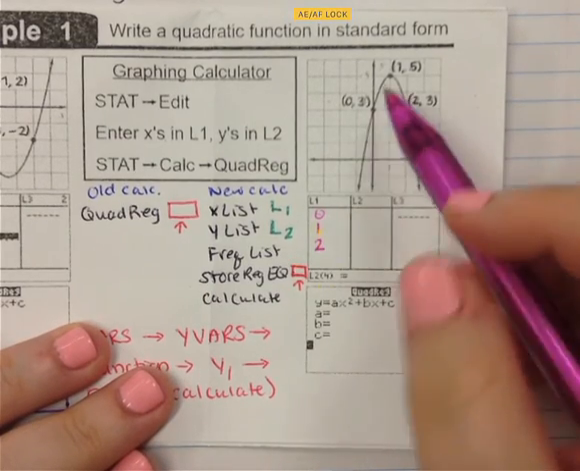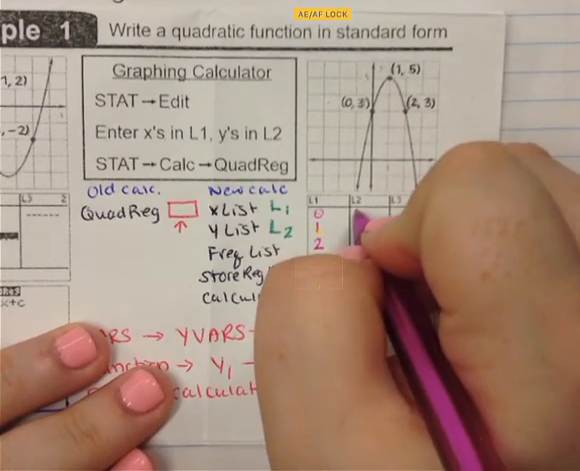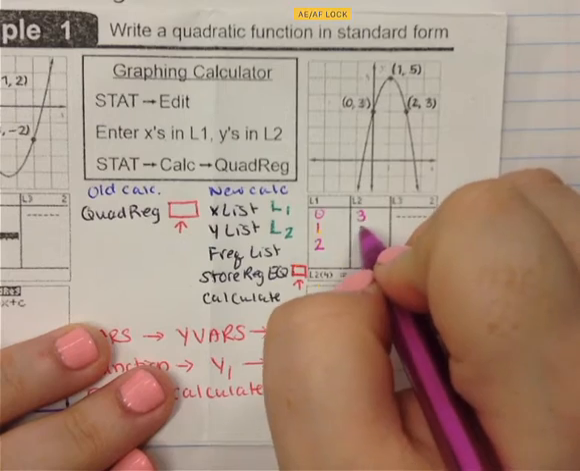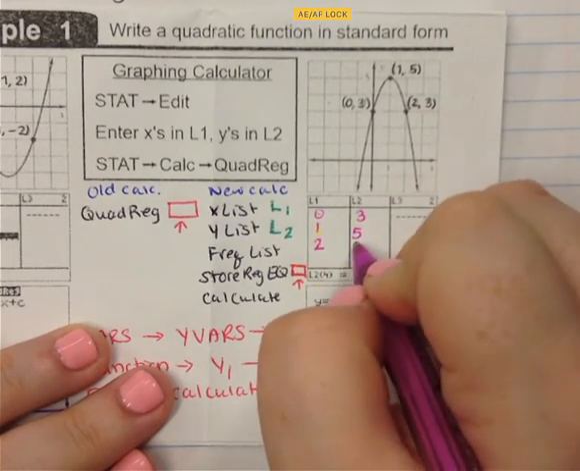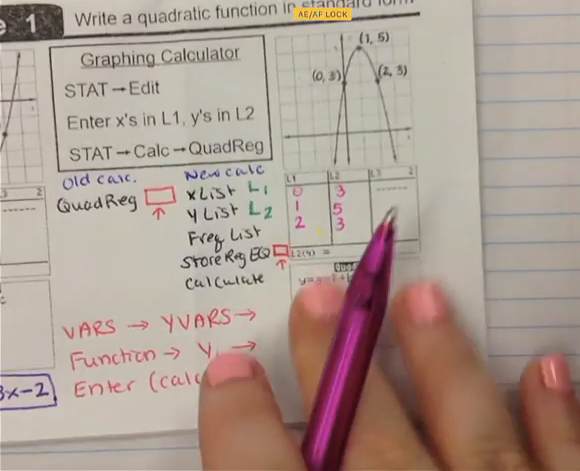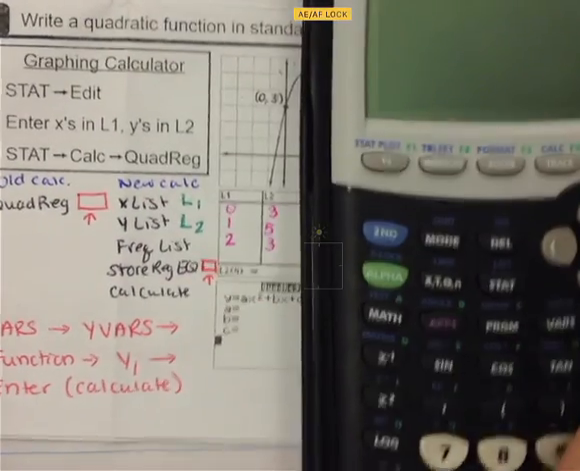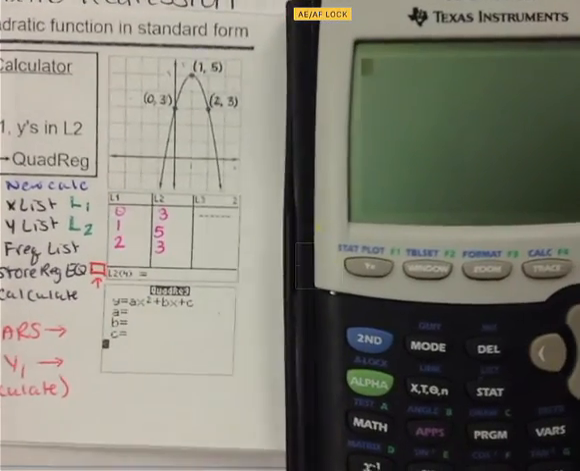Then for the y values, the 0x goes with the y value of 3, so I put 3. The 1x goes with the y value of 5, so I put 5. And the 2x goes with the y value of 3. Now in quadratic, you have to have 3 coordinates to be able to do quadratic regression, so always make sure you have 3 coordinates. So I'm going to go to a newer calculator, and it looks just like my older calculator, but the software is slightly different.